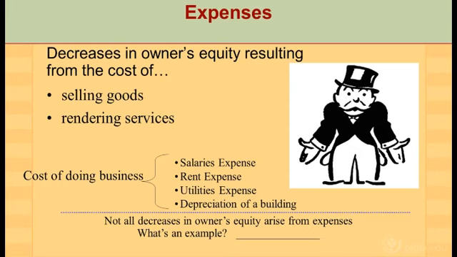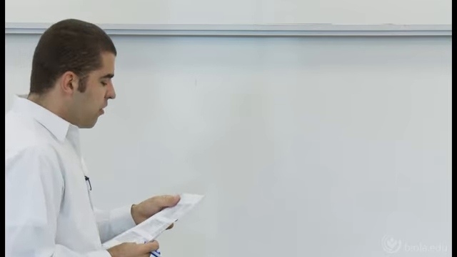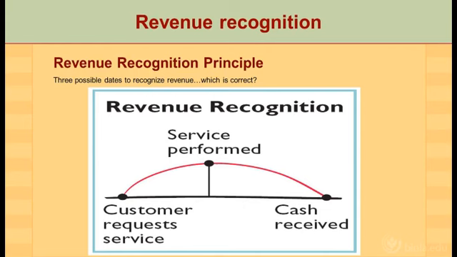Okay? So there are a lot of different types of expenses that we could have. We could have rent, we could have salaries, we could have utilities. All those would fall under the expense category to be subtracted from revenue. I want to talk about revenue recognition. There are a couple of different concepts that I'm going to let you read through on the PowerPoints on your own, but let's talk about revenue recognition here. When should we record revenue?